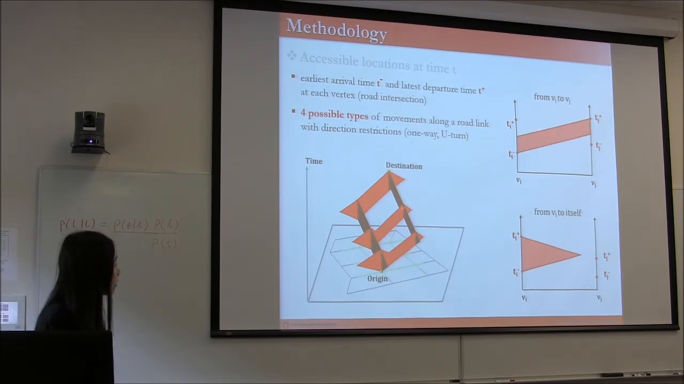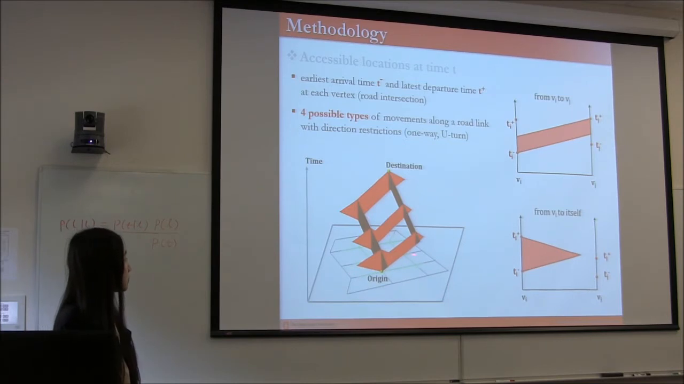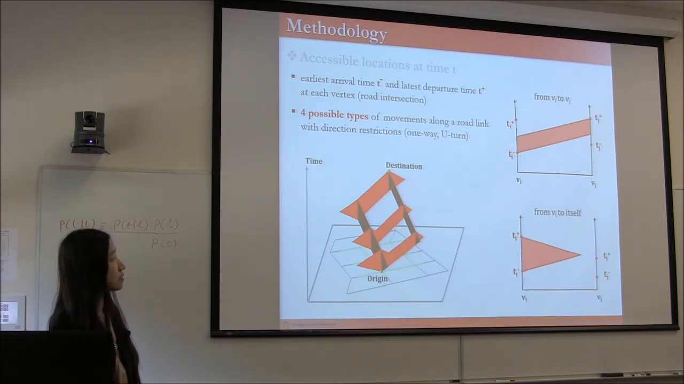So combining all these 4 different types of movement, you can see that the network time prism is a combination of all 4 types of movement, like a little triangle over here and moving towards the next, something like that. So this will give you the accessible locations at time t, which will be just a slice of that red area at time t.